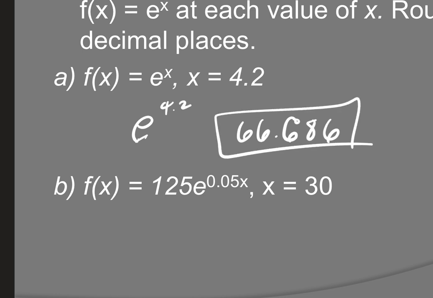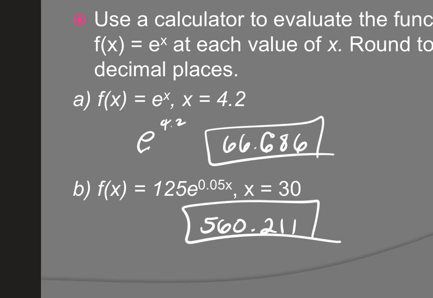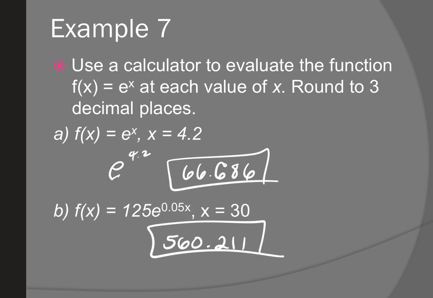And then B, 125 e to the 0.05 times x. You can type that whole thing in at the same time. 125 e to the 0.05 times 30. And I get 560.211. So you'll see e sometimes when it's talking about something that has exponential growth or exponential decay, something like bacteria growth, that kind of thing, usually involves something like that.